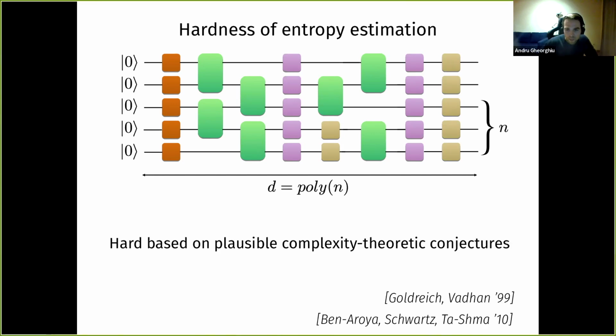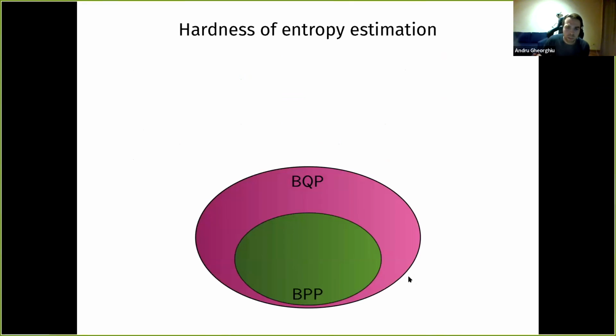In this case, based on some plausible conjectures from complexity theory, we think that the problem is hard. This was shown in the classical case in this paper by Goldreich and Vadhan, and in the quantum case by Ben-Aroya, Schwartz, and Ta-Shma. Let me just briefly tell you what they've shown.